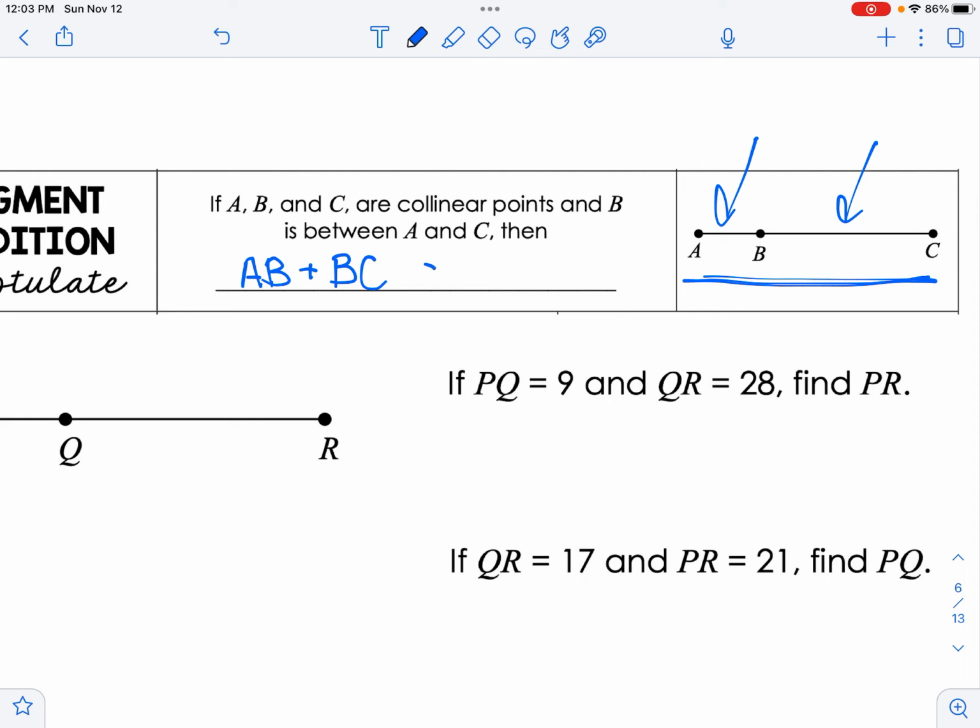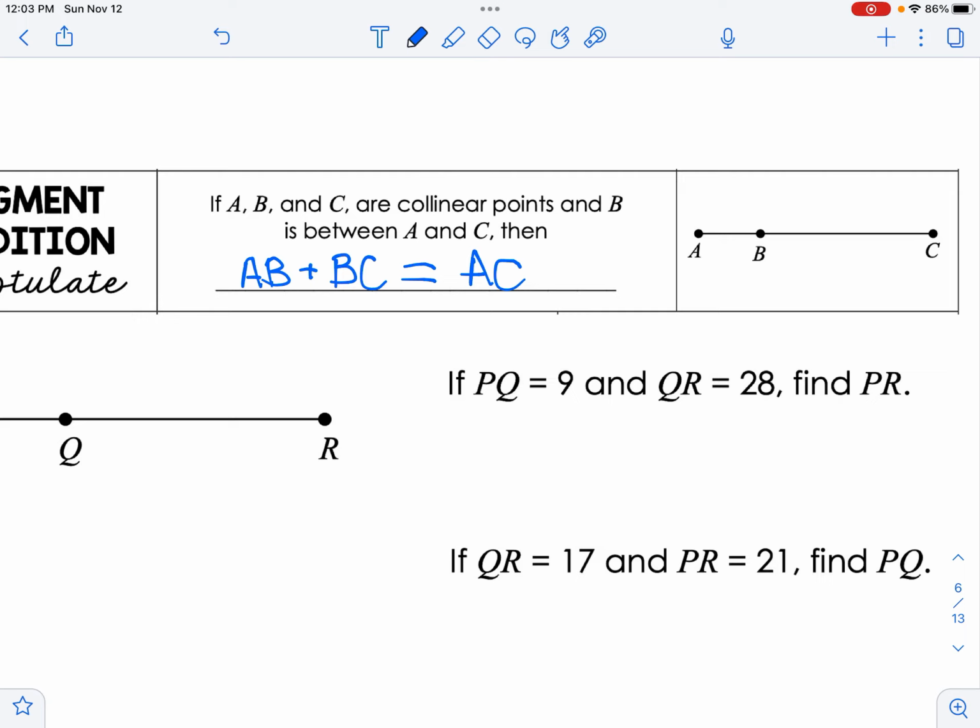I don't know what happened to my equal sign there. There we go. Equals the whole thing, so the length of AC. Now that should make sense. If we take this segment here and this segment here and add them, I should get the whole thing. So yeah, that should make sense.